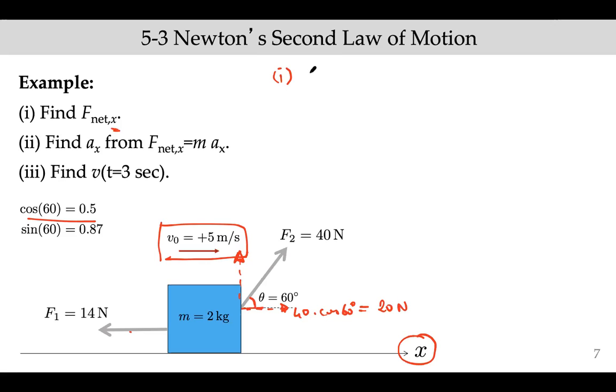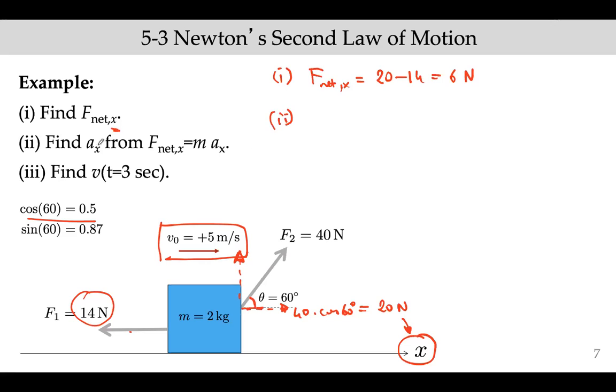Okay, what is F net? Let's find F net in x direction. So I'm going to write 20 with positive sign, because 20 is to the right, and to the right is defined to be positive. And this 14 newtons is in the negative direction. So I will write it as negative 14. So this is going to be 6 newtons. So F net in the x direction is 6 newtons.